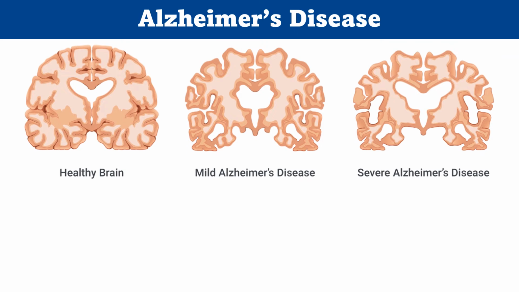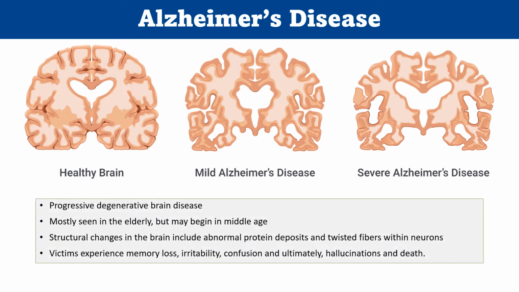Then we have Alzheimer's disease. You can see in the diagram the healthy brain, mild Alzheimer's diseased brain, and severe Alzheimer's diseased brain. It is a progressive degenerative brain disease, mostly seen in the elderly but may begin in middle age. Structural changes in the brain include abnormal protein deposits and twisted fibers within neurons. Victims experience memory loss, irritability, confusion, and ultimately hallucinations and death.